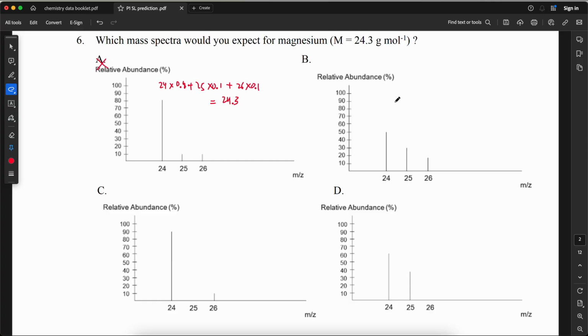Let's check B. That would be 24 times 0.5 plus 25 times 0.3 plus 26 times 0.2, which is 24.7. No. This one would be 24 times 0.9 plus 26 times 0.1, you've got 24.2. Then no. And this one, 24 times 0.6 plus 25 times 0.4, which is 24.4. Okay, the answer is A.